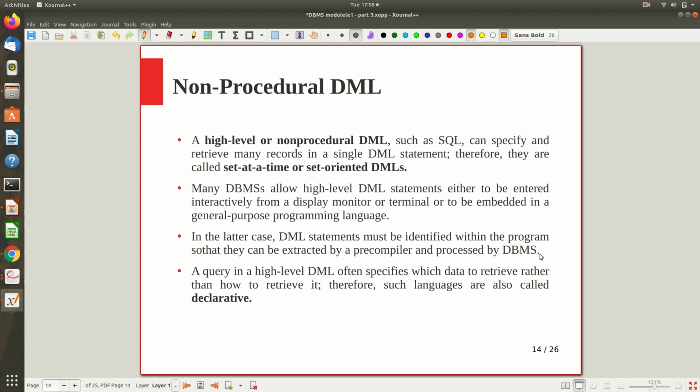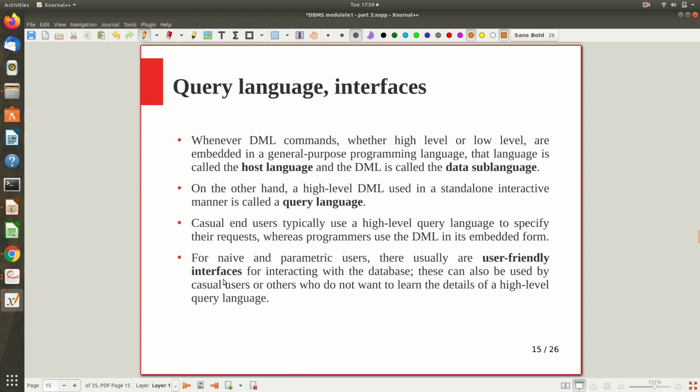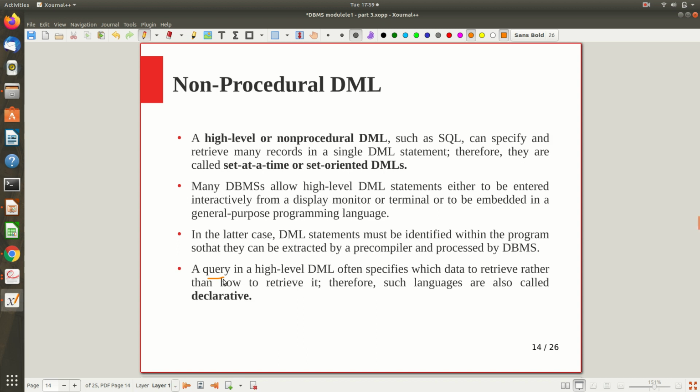Now we have a terminology called a query. I used this terminology before also, but formally speaking, what is a query? When you are querying something, you want to retrieve some information. So what you write as a command to retrieve the information is what you can call a query.